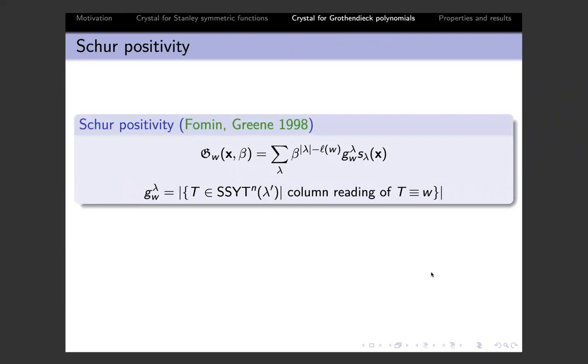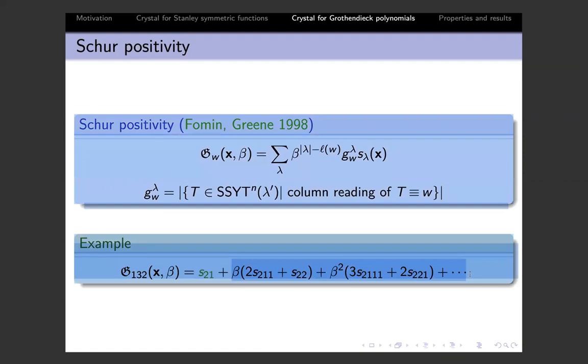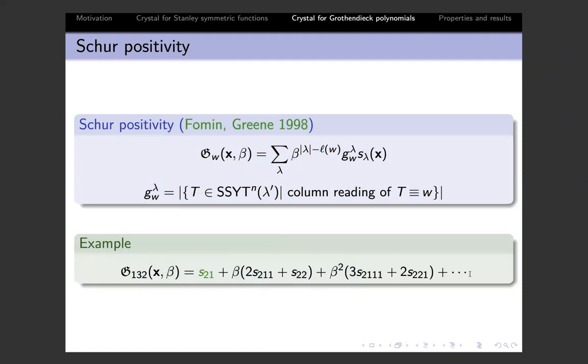It is already known by Fomin and Greene that these stable Grothendieck polynomials have a positive Schur expansion. They even give an interpretation for these coefficients, namely they are given by semistandard Young tableaux such that the column reading word is congruent to the W that it's indexed by. Here's an example. If you look at the stable Grothendieck polynomial indexed by 1, 3, 2, then the constant term, as we've already seen, is S_21. But then this would be an infinite series in terms of the betas. Here are the first couple of Schur functions that appear in this expansion.